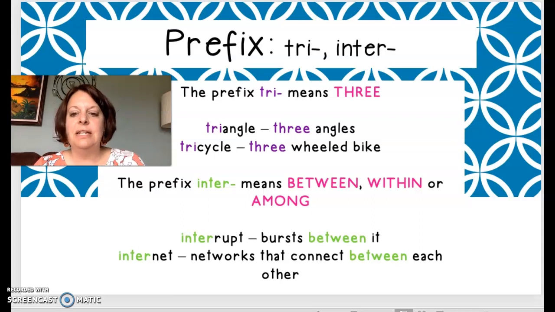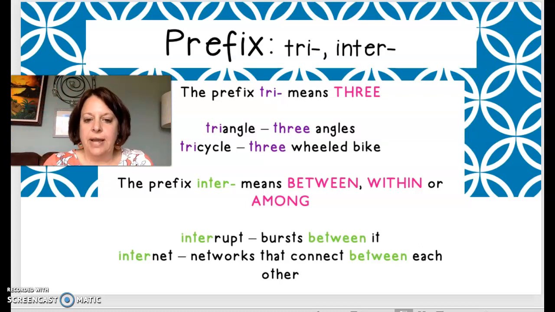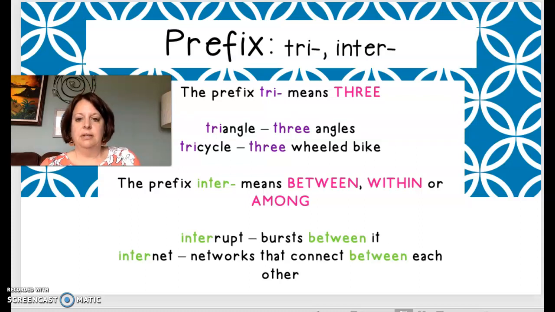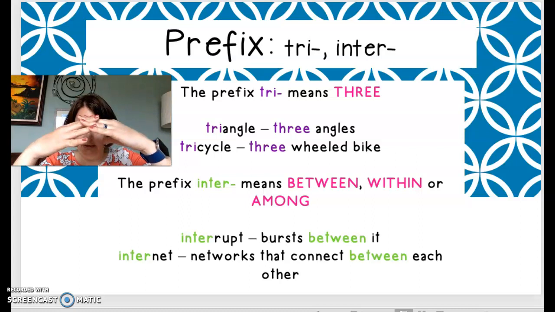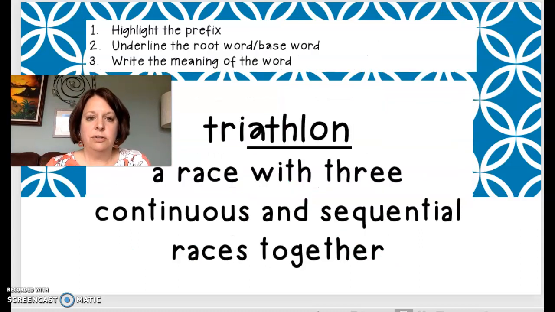The prefix inter means between, within, or among. So interrupt, bursts between it. So like if a volcano is interrupting, it is bursting between the ground and underneath the ground in the atmosphere. Internet, networks that connect between each other because they're connecting the net. Internet. All right, so we're going to start now.